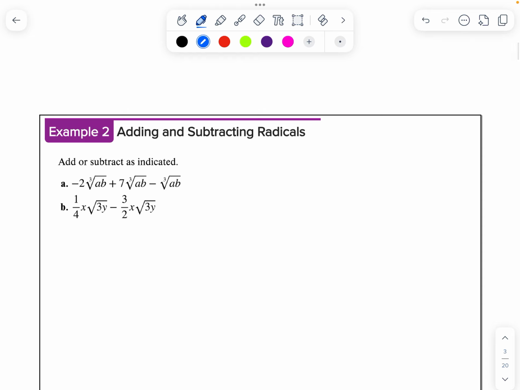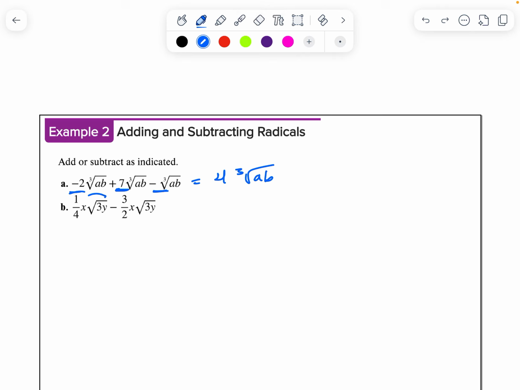Here are some examples. Notice that here I have a cube root of AB, a cube root of AB, and a cube root of AB. They all have the same index. They all have the same radicand, so negative 2 of that plus 7 of that minus 1 of that same thing would equal 4 of the same type of item. It's like I'm saying I have negative 2 bananas plus 7 bananas minus 1 banana equals 4 bananas. This is just a type of thing, and I'm going to have more or fewer of them in the end.